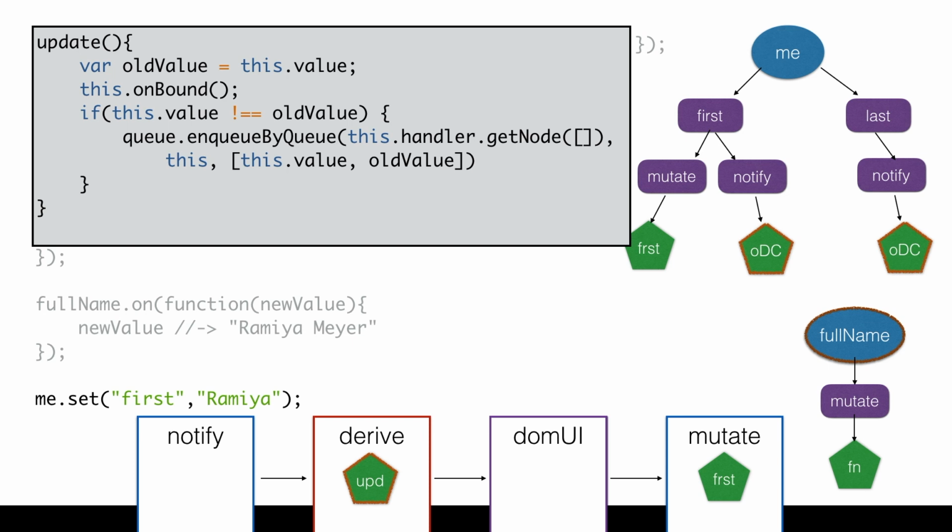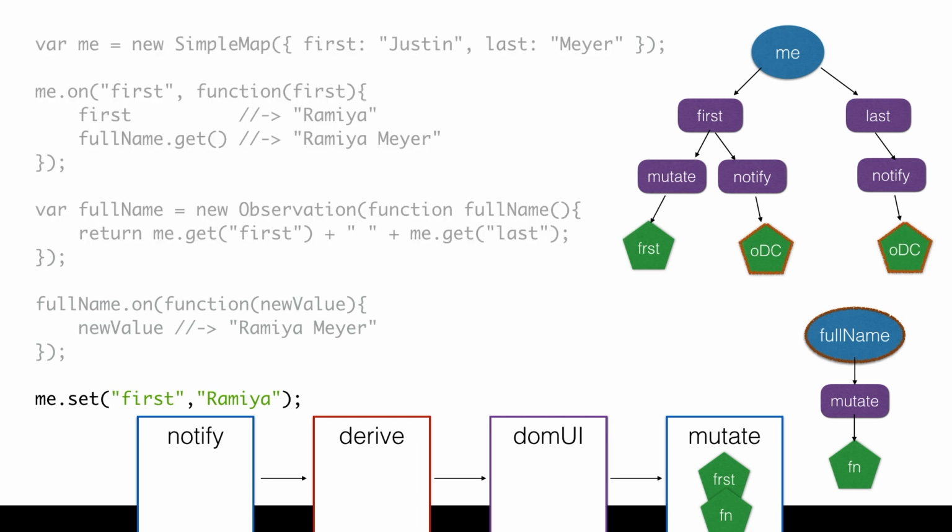The full name observation has a mutate handler. This will be added to the mutate queue. Again, the queuing system is going to run the first function it finds. In this case, it's the first callback handler. When the function runs, first will be Ramya, but we can read full name get because the observation updated itself in the derive queue.